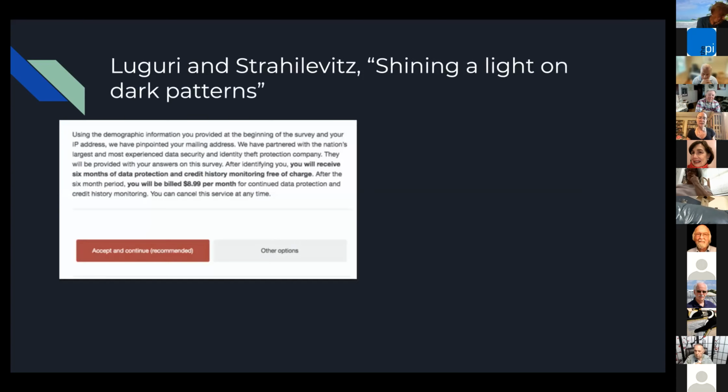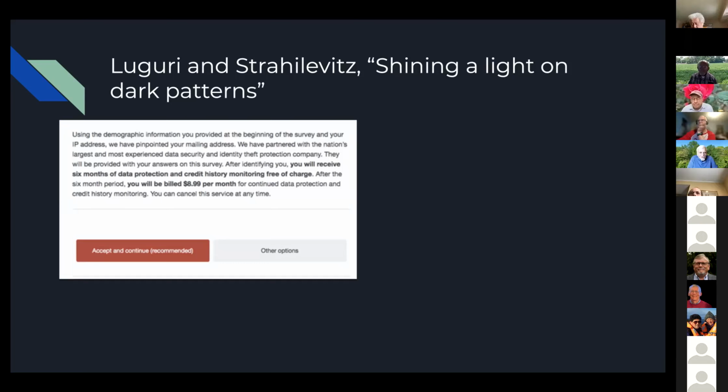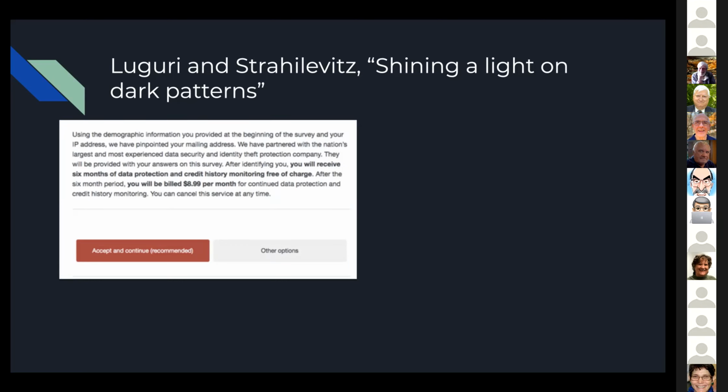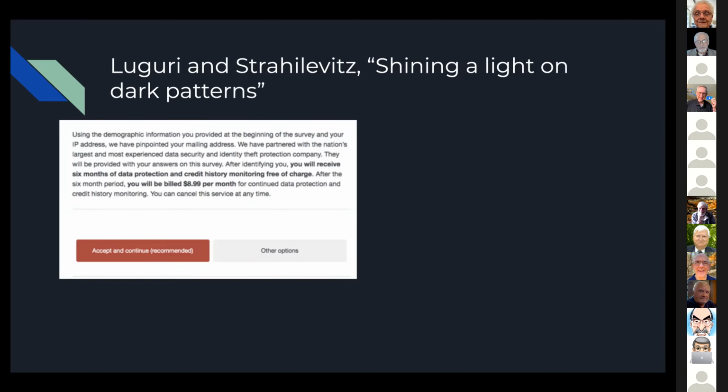And then a few different things happened. So this is the control group. They had a pop-up box that just said accept or decline, and then they could move on.